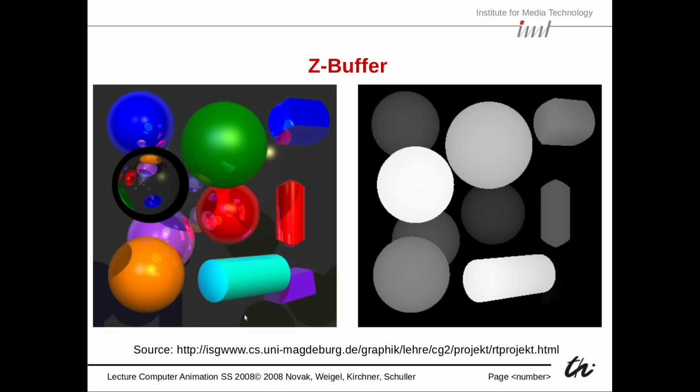So here's an example. Here we have a bunch of different objects which partly occlude each other. And here you can see the Z buffer, which is basically giving the depth of each object. Right, so bright means nearby, and dark gray means further away.